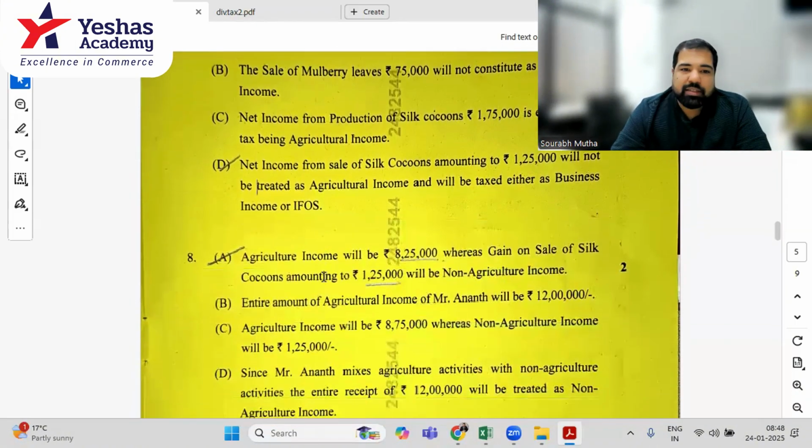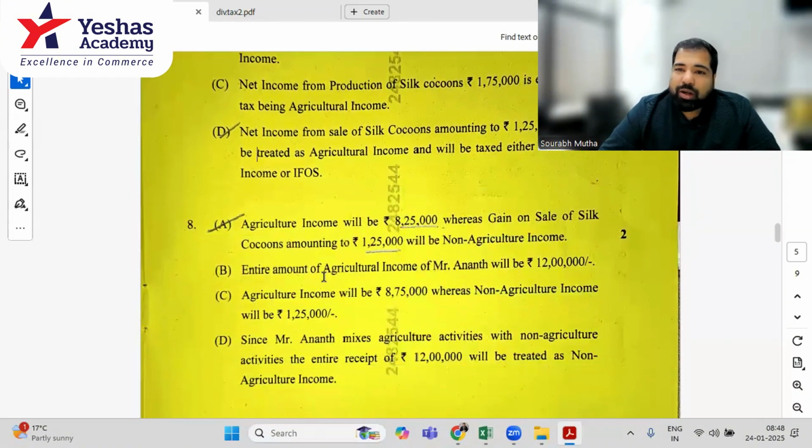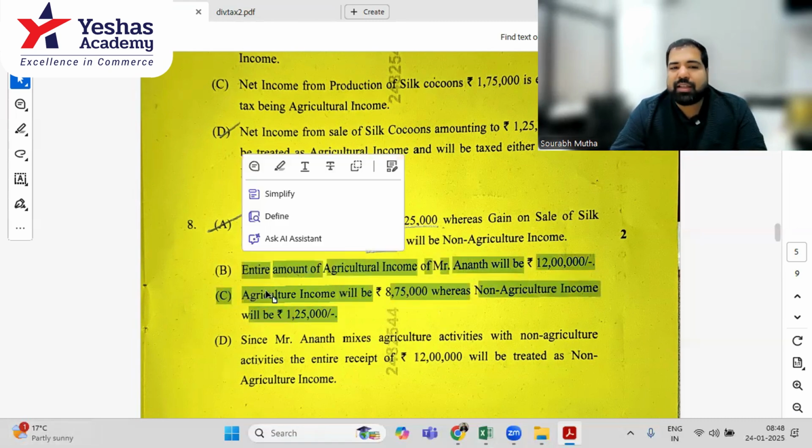2 marks again, guys. Eighth one. What is agriculture income? Is it 8,25,000? No, I remember 8,75,000. So this is the wrong answer. Entire amount of agriculture income is 12 lakh. Wrong answer. Agriculture income is 8,75,000, non-agriculture income is 1,25,000. Absolutely right. So this is the right answer.